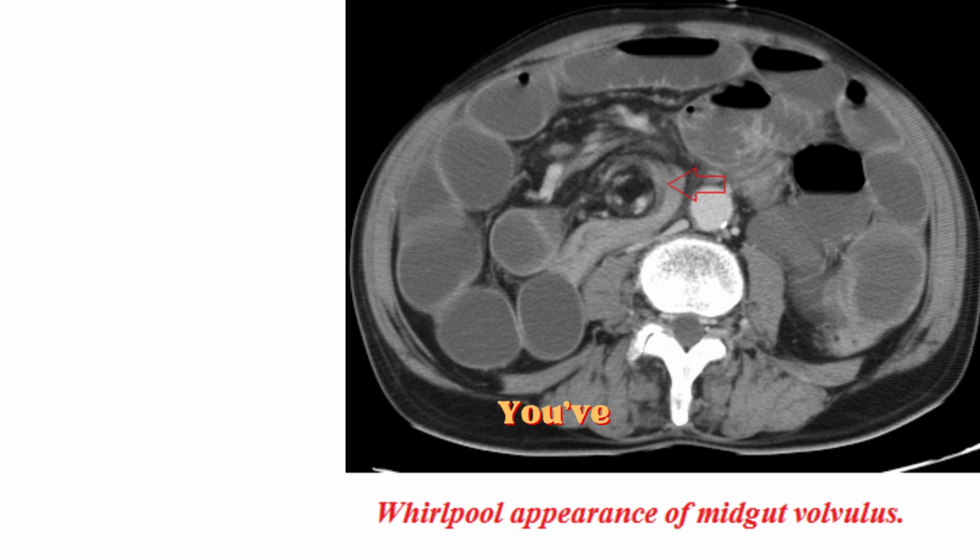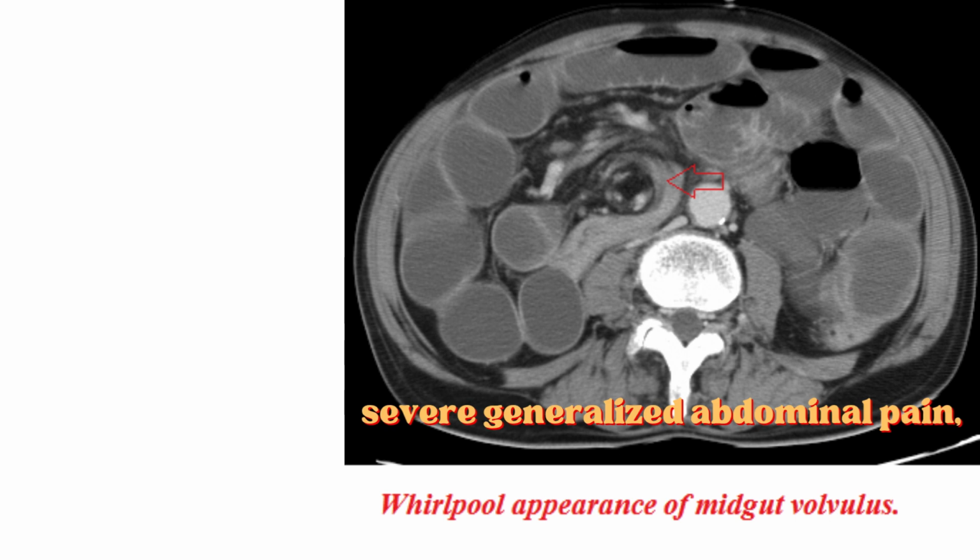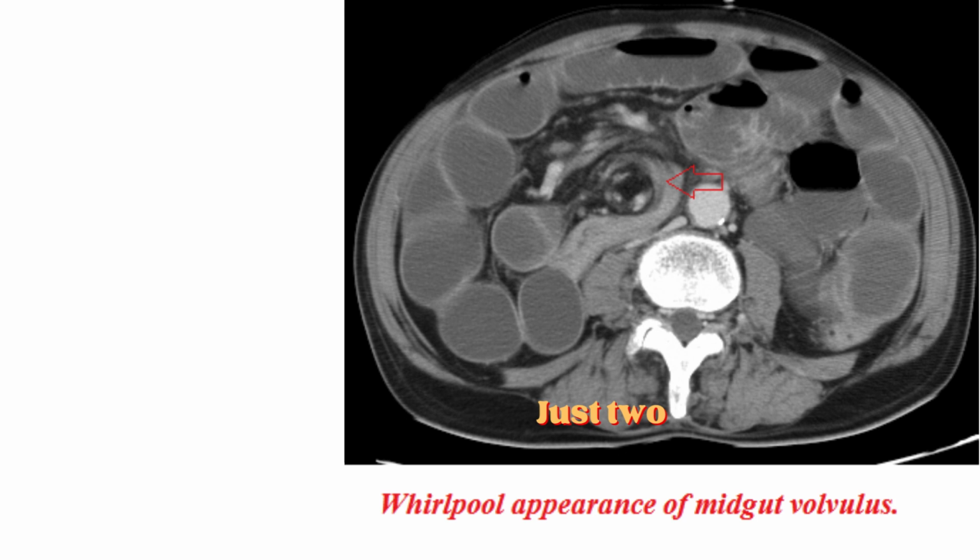It's 2 a.m. You've just finished a long list when the ER pings you. A 45-year-old patient, severe generalized abdominal pain, guarding, and a high white cell count. The clinical question? Just 2 words. Acute abdomen. But acute abdomen isn't a diagnosis.